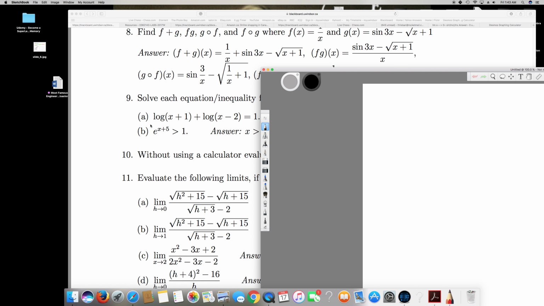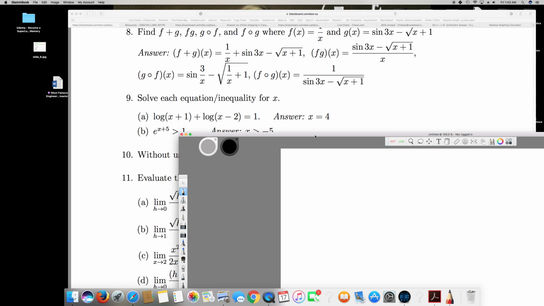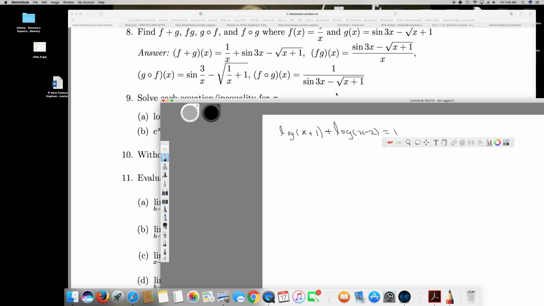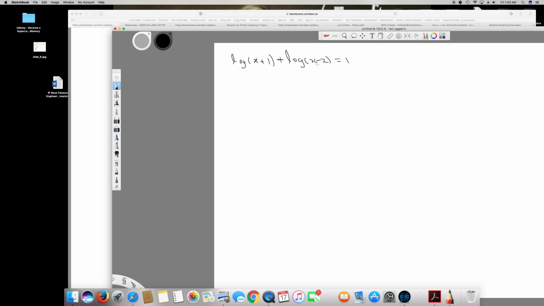So let's begin with this one. It says log(x + 1) plus log(x - 2) equals 1, and the answer is given as 4, so we have to find out how they got that.